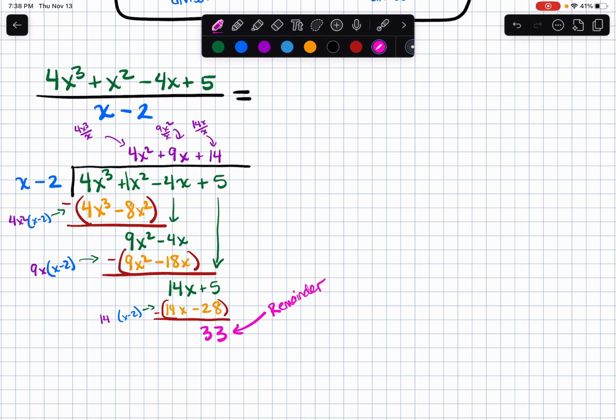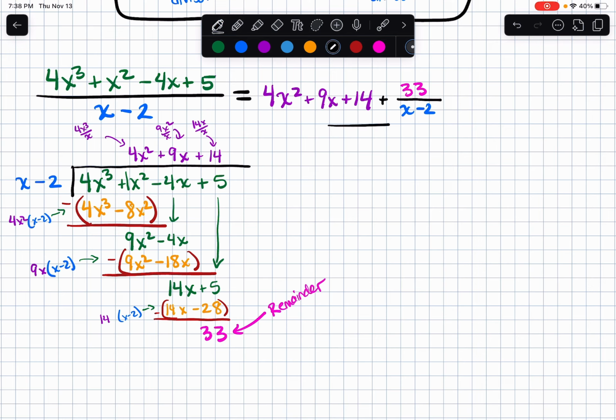So this means when I divide 4x cubed plus 1x squared minus 4x plus 5, I divide the entire thing by x minus 2. What it leaves me with is 4x squared plus 9x plus 14. That is my quotient. Plus a remainder of 33. And since there's that remainder, I'm going to say 33 over x minus 2, because that remainder I was not able to divide any farther. So I need to express it as a fraction over the divisor.